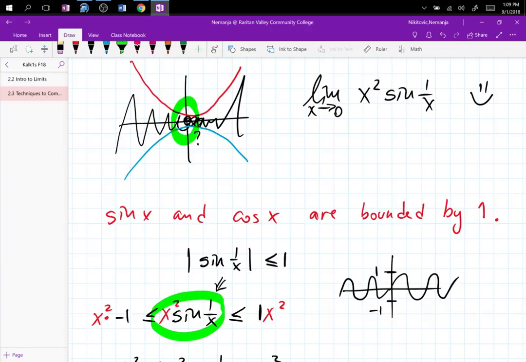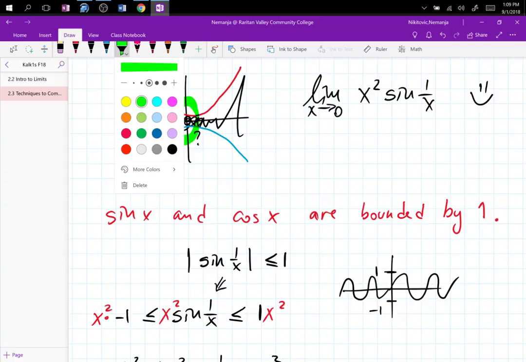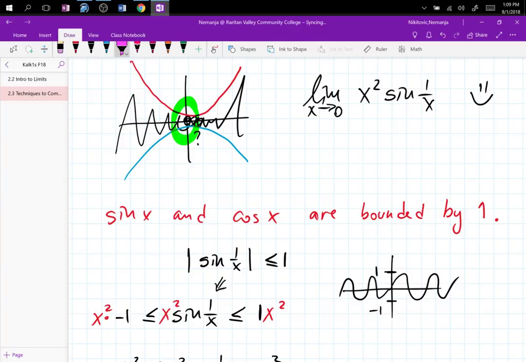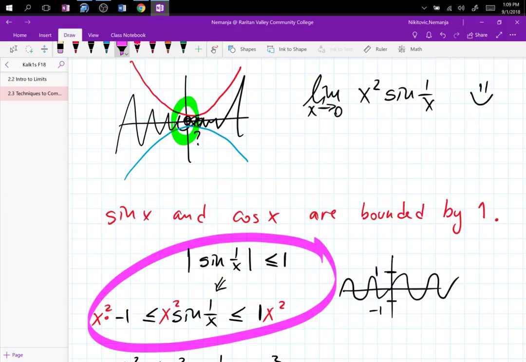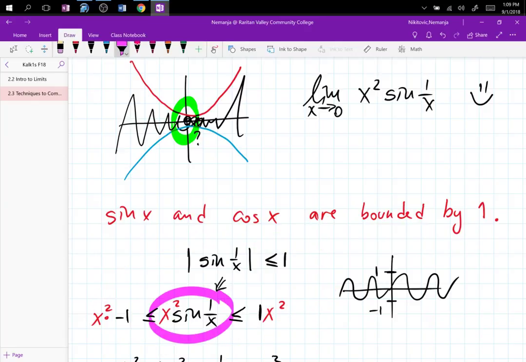Let me change the colors of this so it pops up more. So when I did this, the black writing on the bottom had no x squared, right? But I have to make this look the same as this, which is why I multiplied all three sides by x squared. So I didn't make it up. I just followed the steps of creating the function.